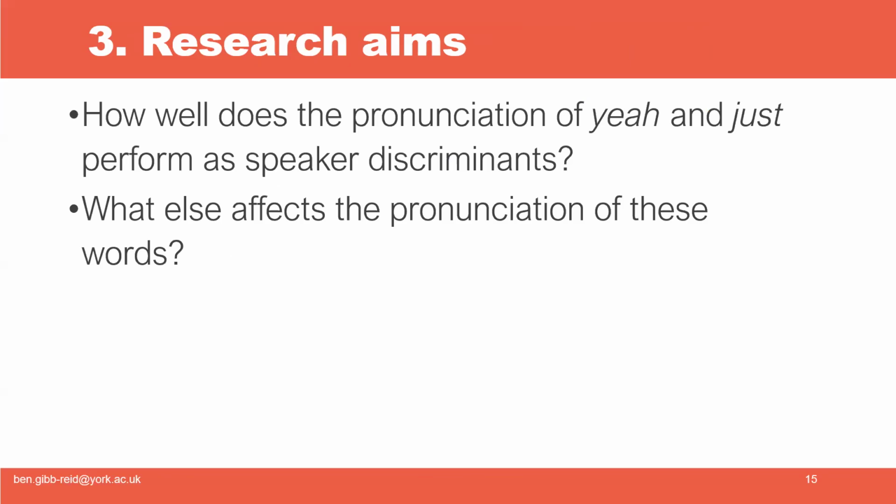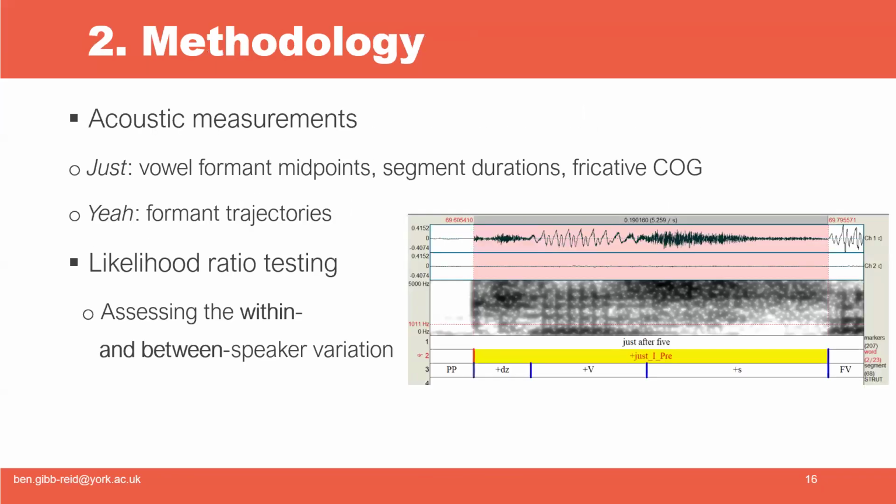So how well does the pronunciation of yeah and just perform? How do these perform in speaker discrimination? And then what else affects the production? If it's not individual, how can we control for the variation in the forensic context potentially?